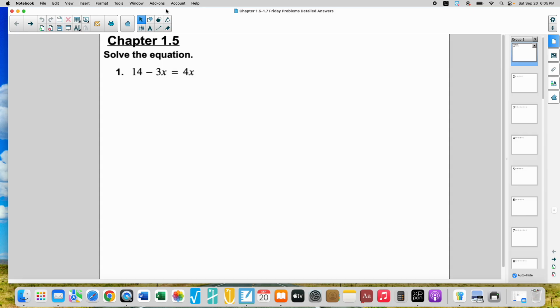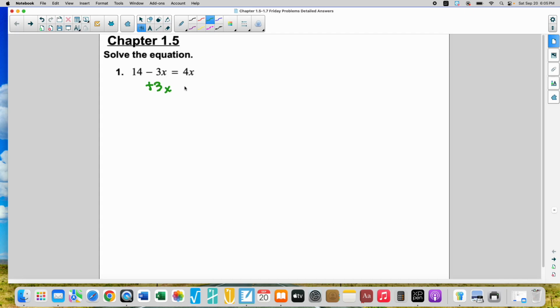Detailed answers. So chapter 1.5 dealt with equations with variables on both sides of the equal sign. One of the mistakes that students make is they combine them without moving them. We can't combine things because this is a tray over on the left side and this is a tray over on the right side, and they're separate of each other. So we want to consolidate our x's and consolidate our constants. I'm going to move this negative 3x by adding 3x to both sides of that equation.